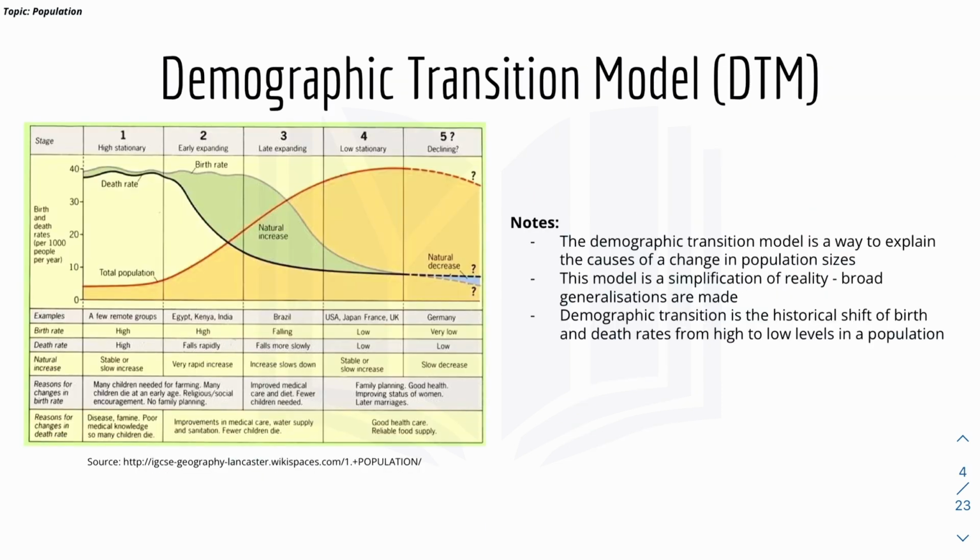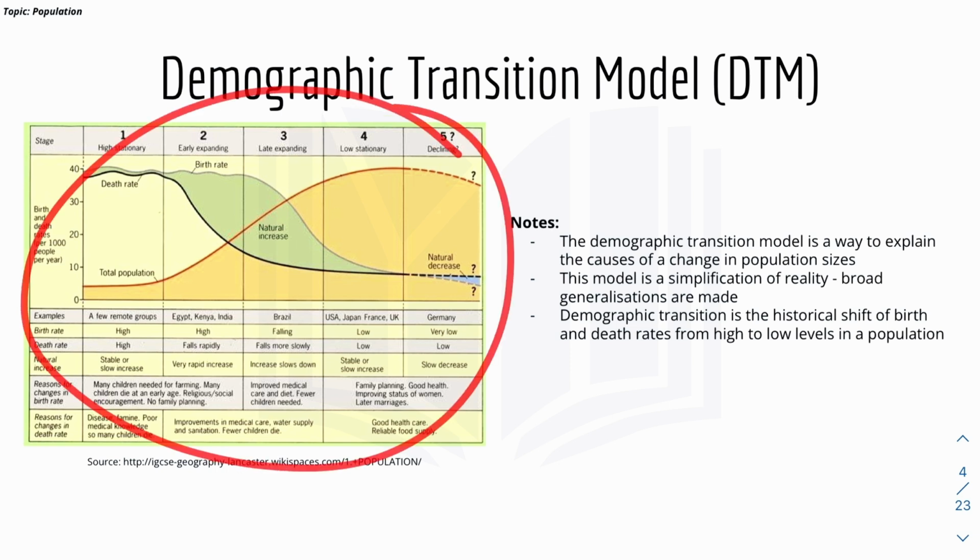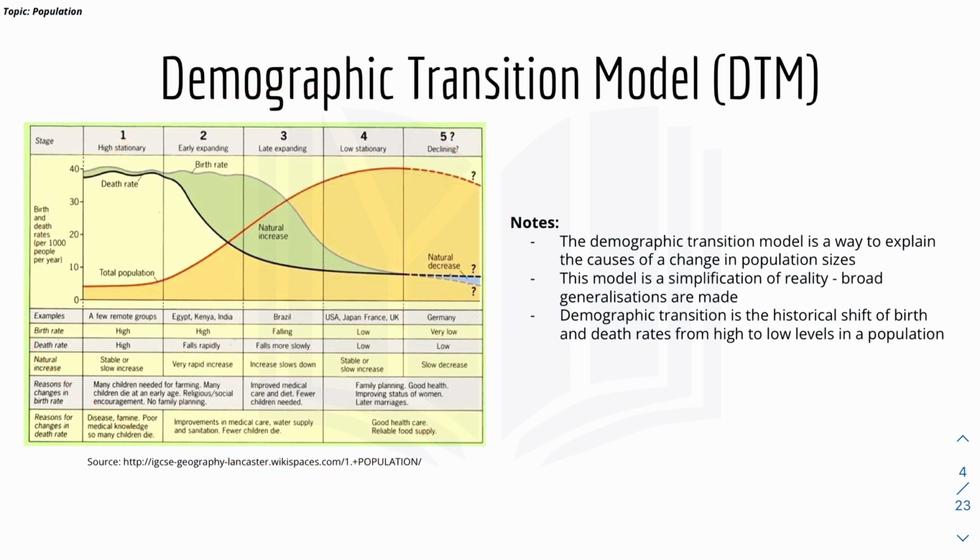So here we have the demographic transition model, or the DTM. This is a DTM right here, where it's split into 5 different stages. We have the high stationary, early expanding, late expanding, low stationary, and declining. So here are some notes. The DTM is a way to explain the causes of a change in population sizes, and the model is a simplification of reality, as broad generalizations are made to fit countries into certain bands. And the DTM is the historical shift of birth and death rates from high to low levels in the population.